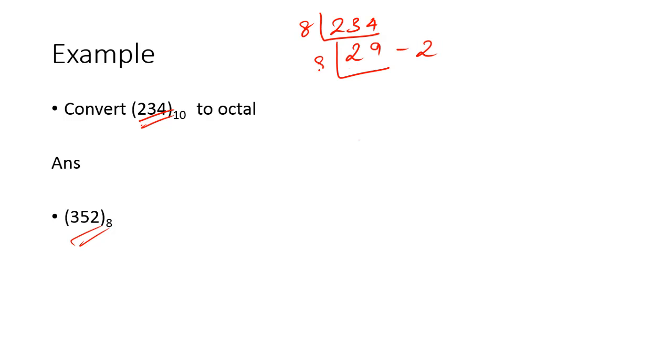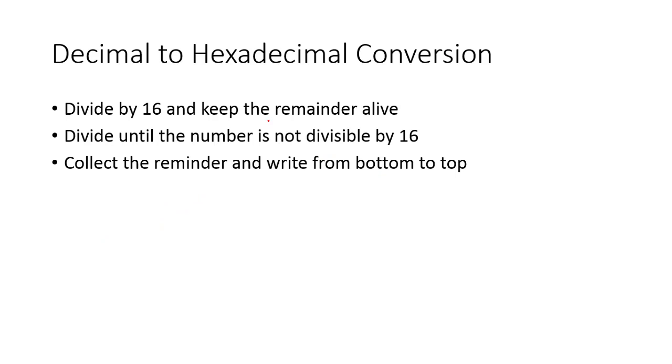And then we can divide by 8 again. 3 8s are 24, and we get the remainder 5. Now we can see we cannot divide it any further by 8. So the answer is 352 to the base 8. We got the answer correct. Simple, right? We will try the next conversion.